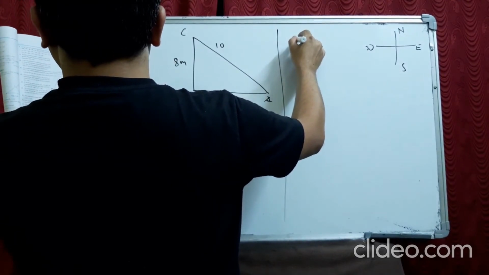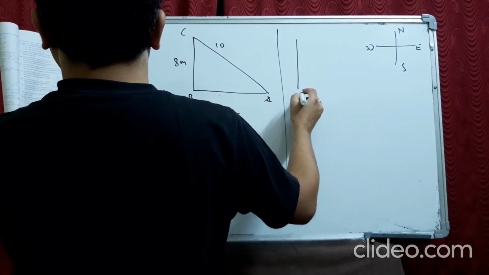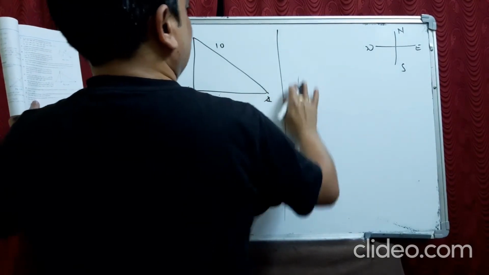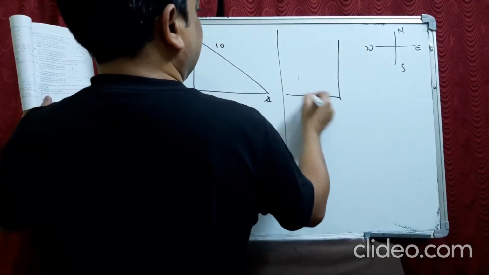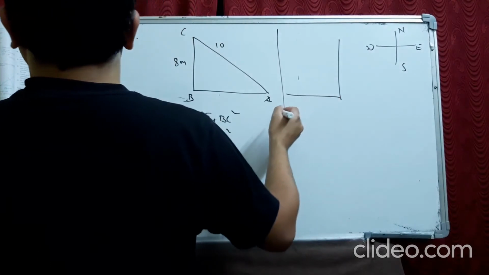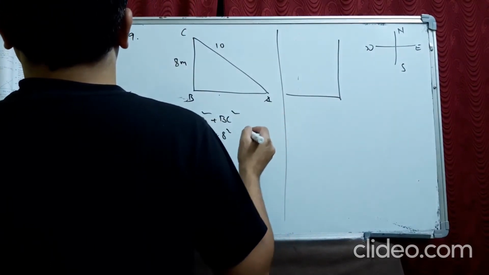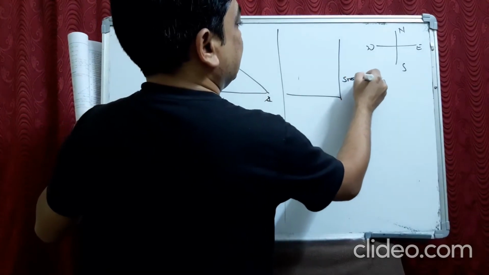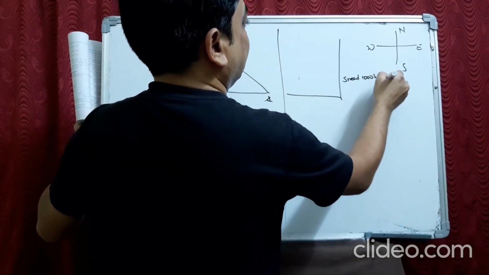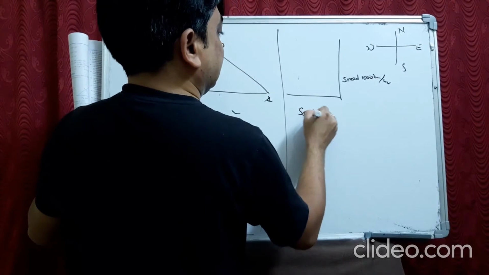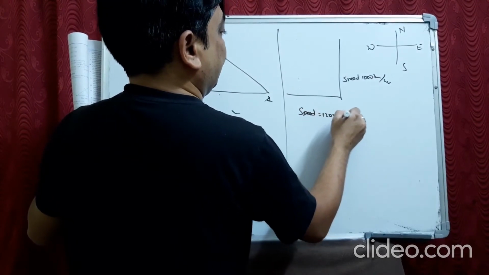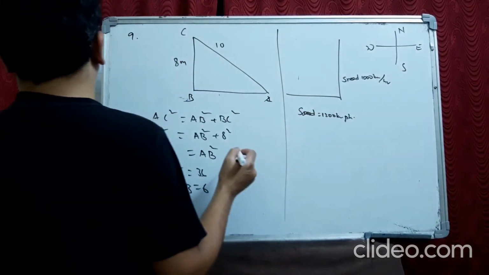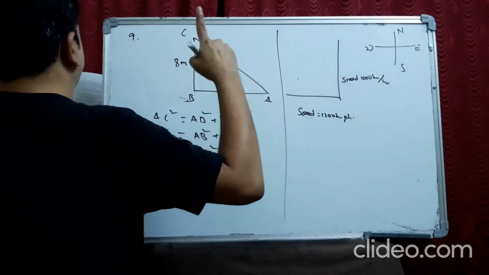At the same time, another aeroplane leaves the same airport due west. So I take like this. Due west. Here it is going with 1200 km per hour. After 1.5 hours, where will they be? See, the speed is 1000 km per hour and the speed is 1200 km per hour. But they have asked us to find the distance between them after 1.5 hours.